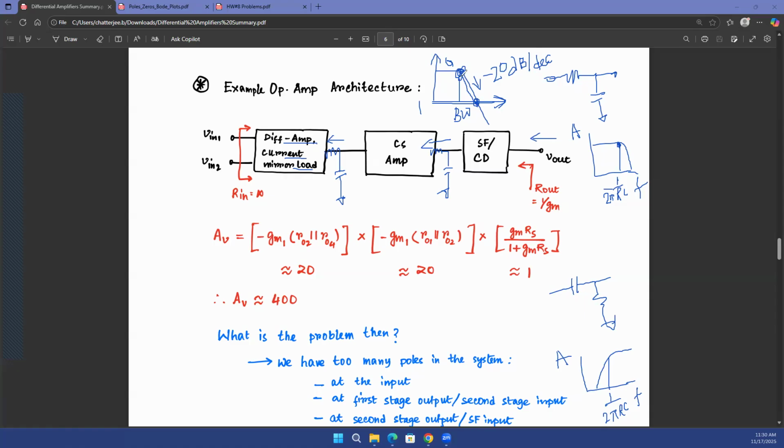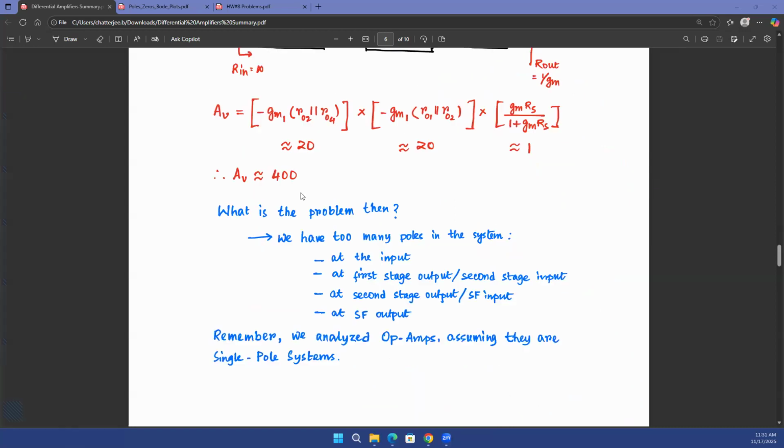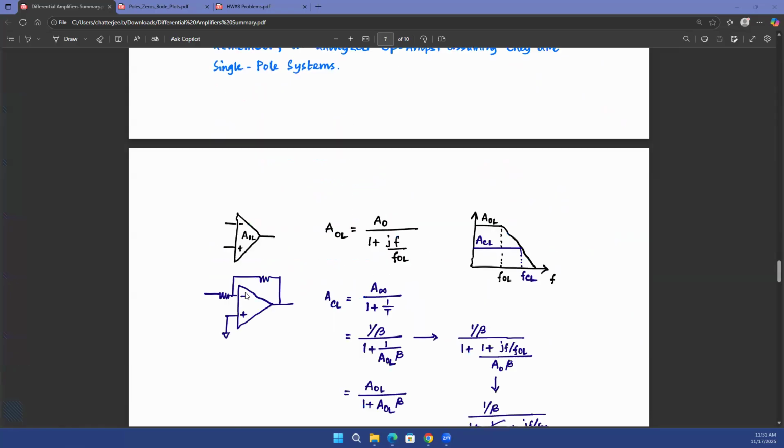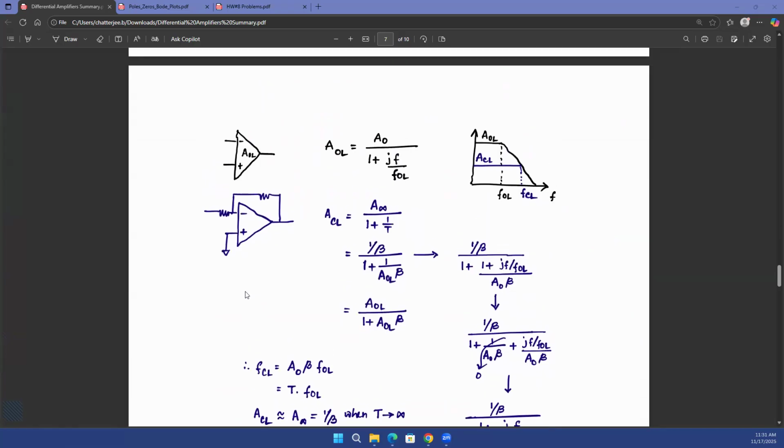But if you have a 40 dB per decade slope, or a 60 dB per decade slope, your gain crossover frequency will be much lower than the gain bandwidth product, which is not the property of an ideal op-amp. The ideal op-amp should have only one pole, and that is not what we see in this circuit. We have too many poles, one at the input, one at the first stage output, second stage output, source follower output. And when we analyze op-amps, we always assume that they are single pole systems. So there is a disconnect, and we do not yet have our first op-amp.